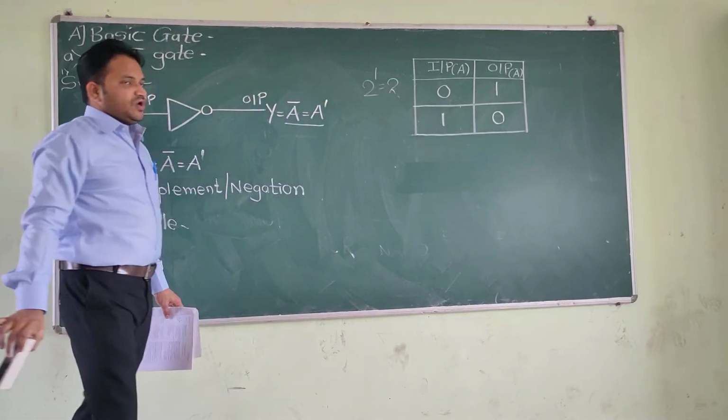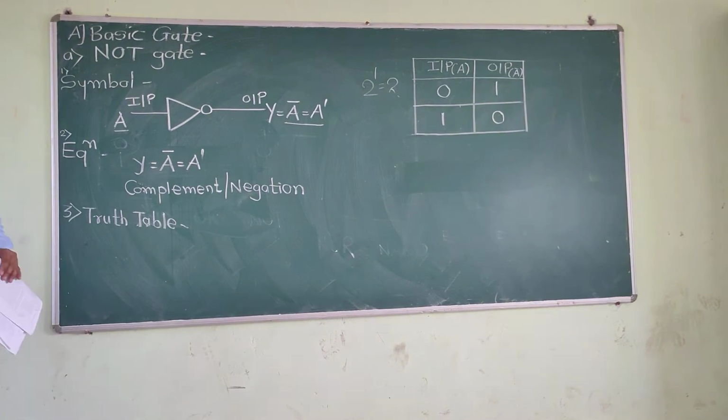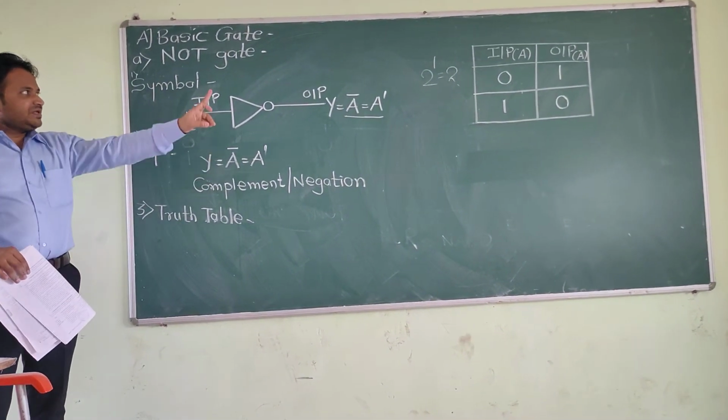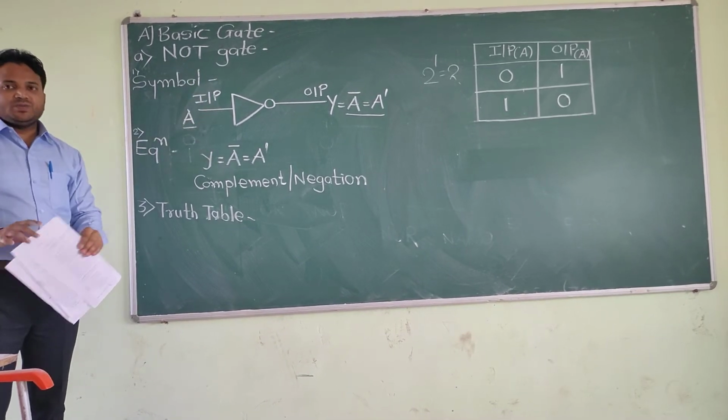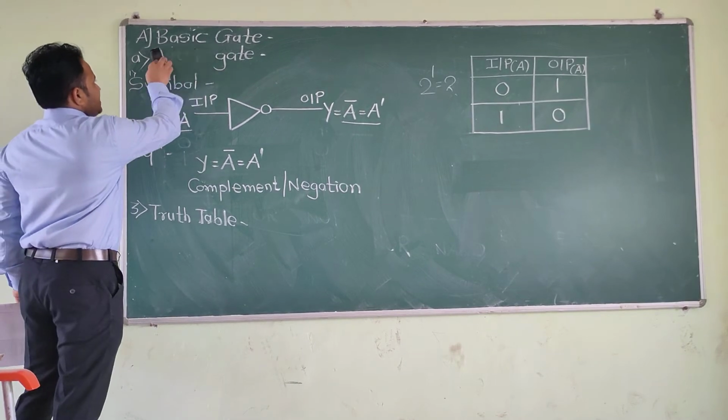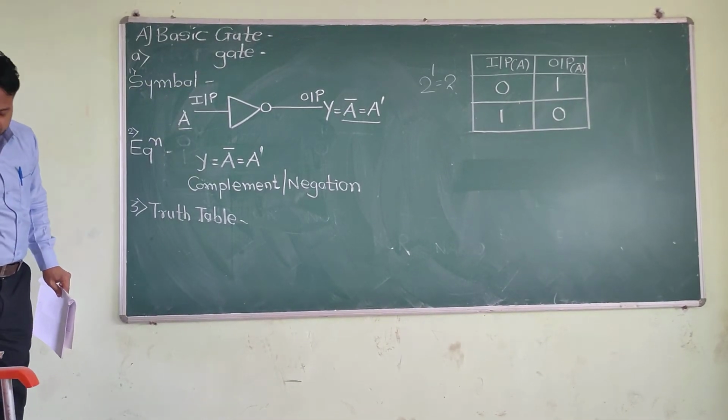So this is the truth table of NOT gate. Similarly, we have to see the symbol, equation and truth table for the other gates. I hope you will understand this. So let us start with the next one, that is AND gate.